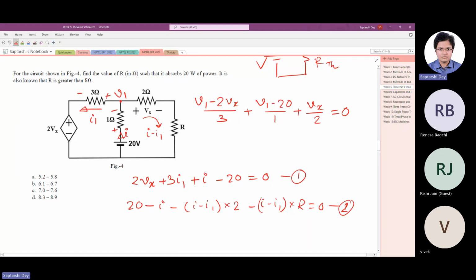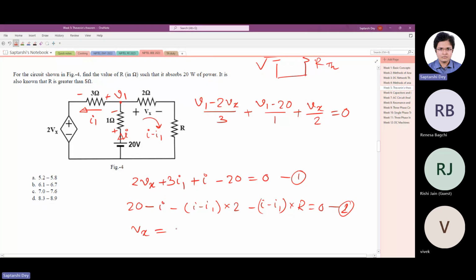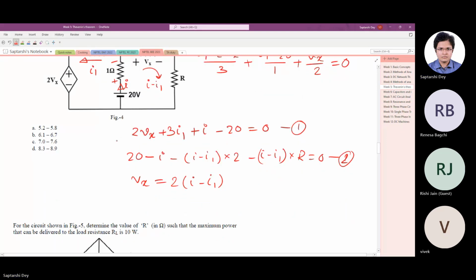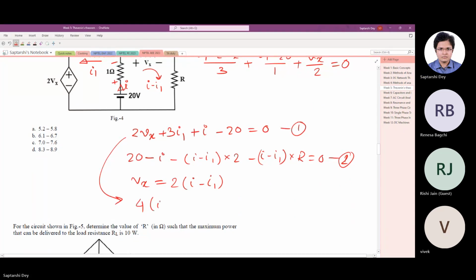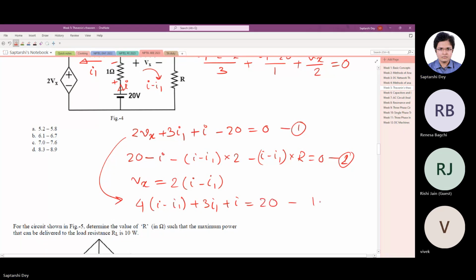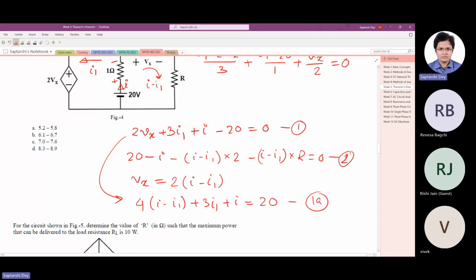So what is Vx? Vx is 2 times I minus I1. Match the polarity. Polarity is matching, right? 2 times I minus I1. So if Vx is 2 times I minus I1, from equation 1 we can write 4 times I minus I1 plus 3I1 plus I minus 20 equals 20. Can you solve 1 and 1?